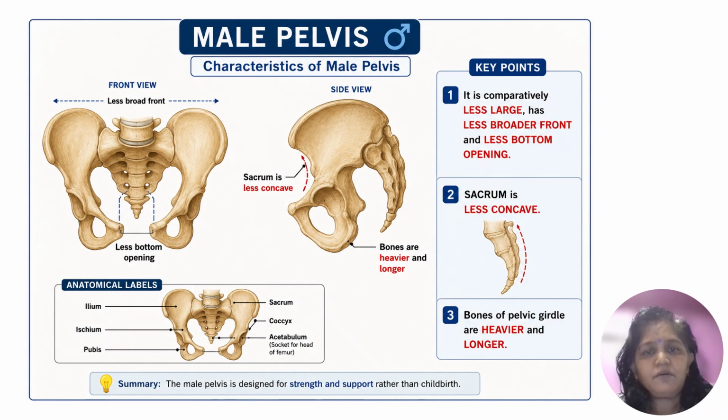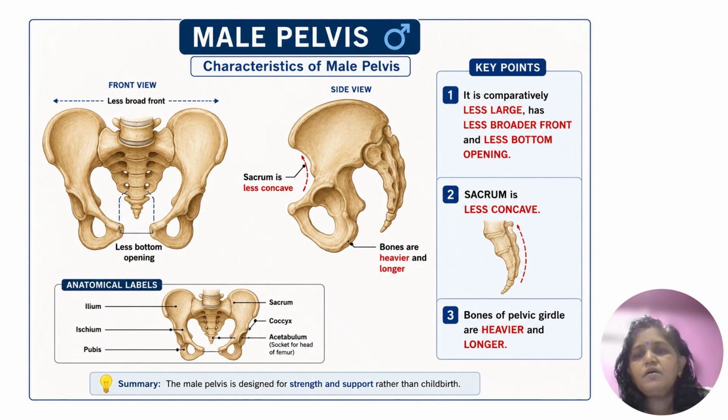So they can say whether it is a male body or a female body. Now, if I talk about the male pelvis, its characteristics: you can see that from the top side it is a little bit broader. The sacrum is less concave, while in a female, I will be showing you the comparison, the sacrum is more concave. The bones are heavier and longer, while in a female they are a little bit shorter and lighter.